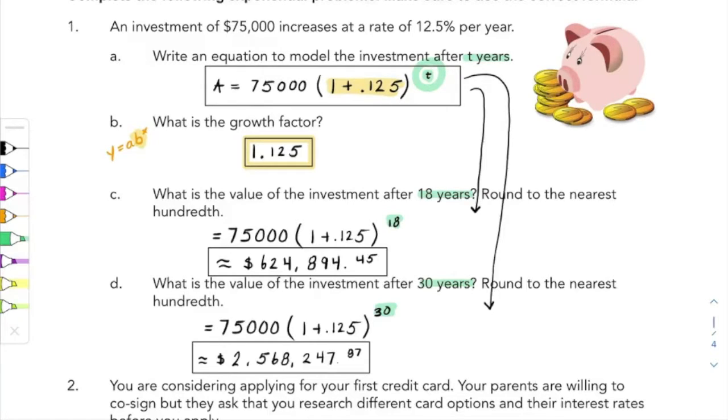Part C is using the function we wrote in part A, but substituting in 18 years for the time. And part D is also using the function we found in part A, but substituting in 30 years for the time.